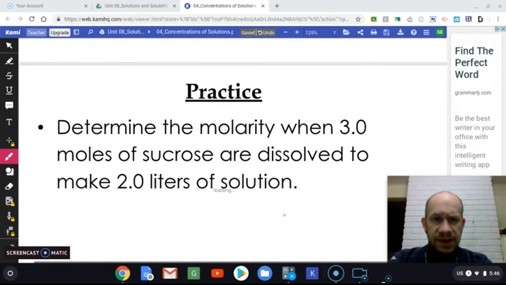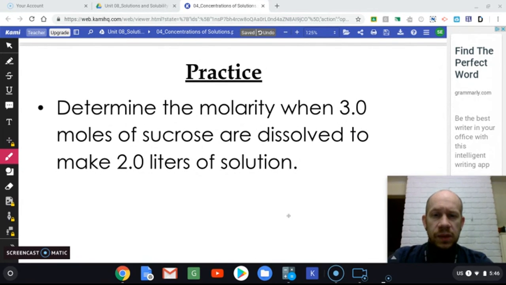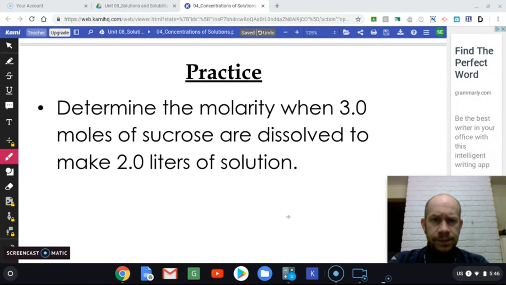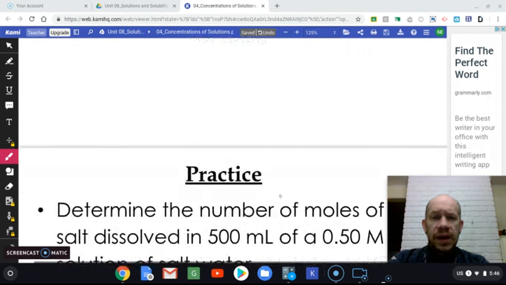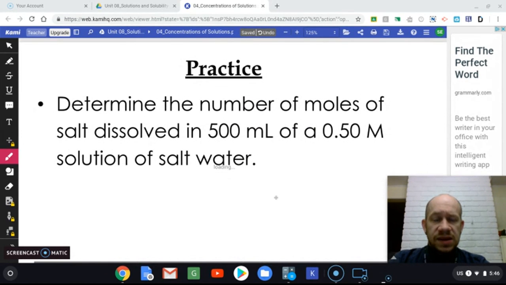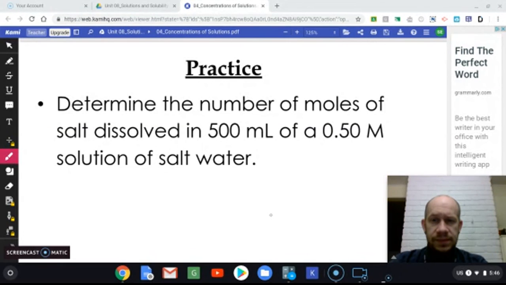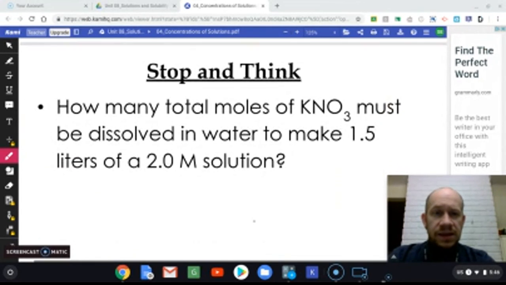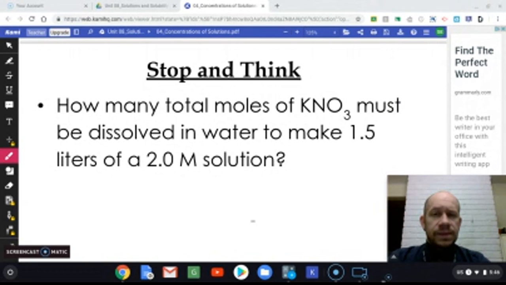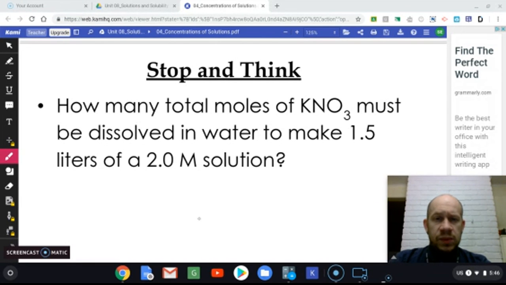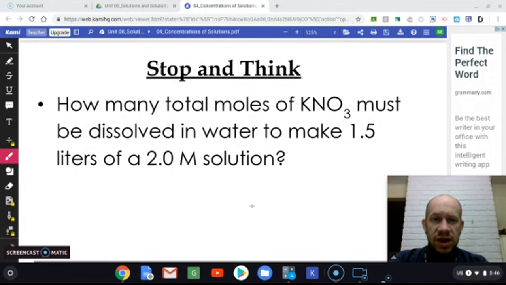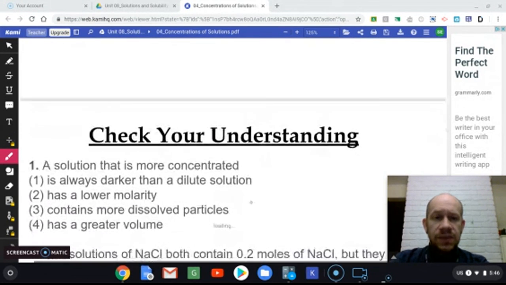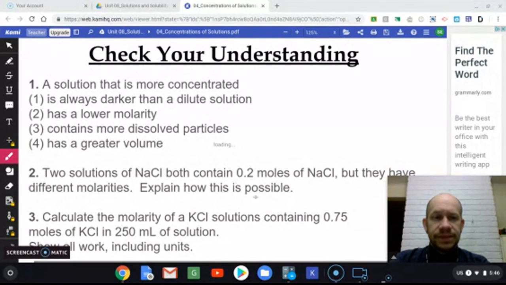Okay, do a practice problem. This one I won't count. And then do this practice. I'll go over this in class. And stop and think again. This one's a little bit tricky, so give it a shot. And check your understanding.